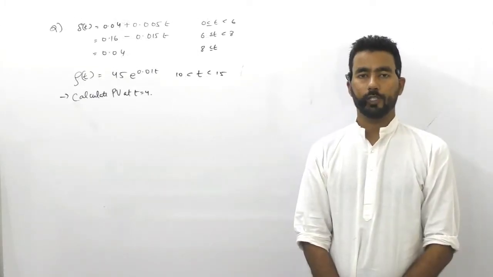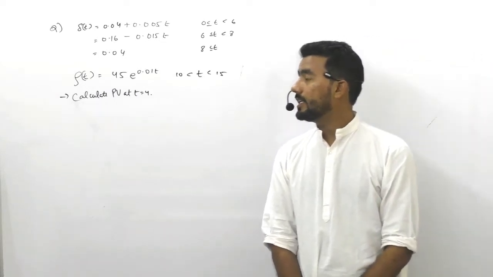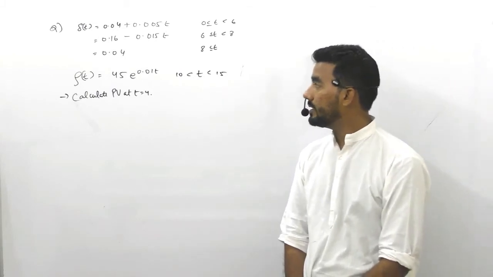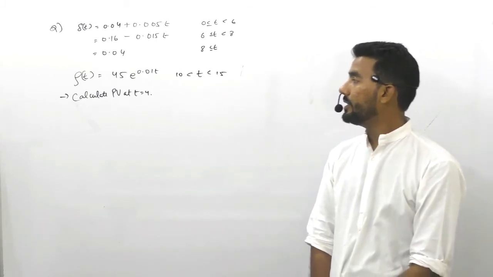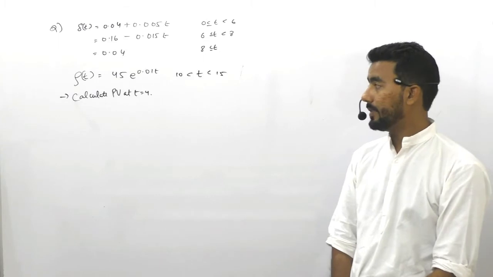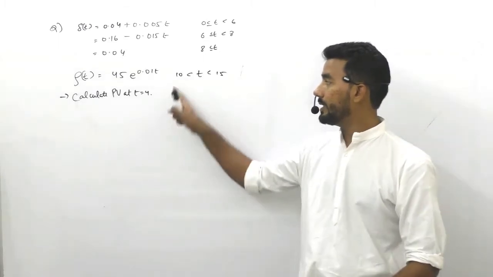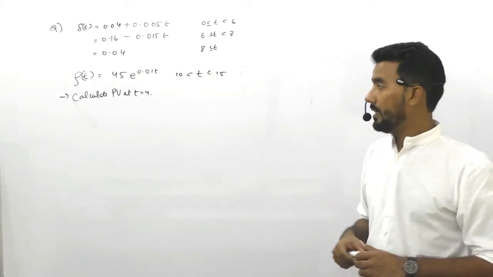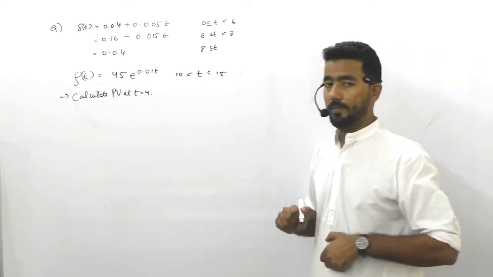So now this is the next question. The question again gives you three kinds of force of interest. One is from time 0 to 6, other is from 6 to 8, and the third one is from 8 to infinity. The payment stream is given, and the payment is being made between time 10 and 15, and the payment stream is given as this equation. Now the question says find the present value at time 4.